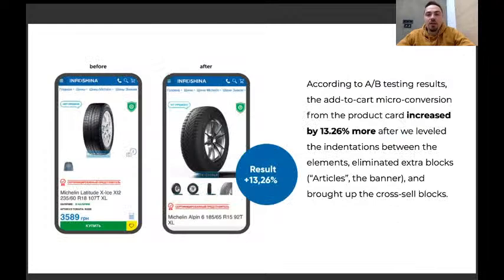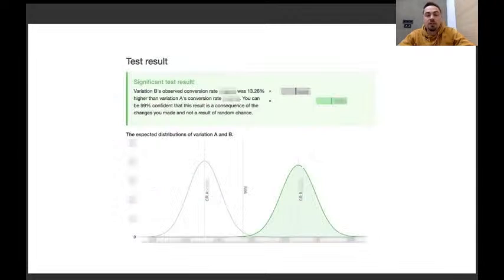Then another idea: we changed some structure of the product page. We made the area of the photo bigger, made some new structure, and after A/B testing, we had a result of plus more than 30% of the micro conversion. Okay, of course, thanks to cross-sell blocks and the new structure. And you can see this test result.